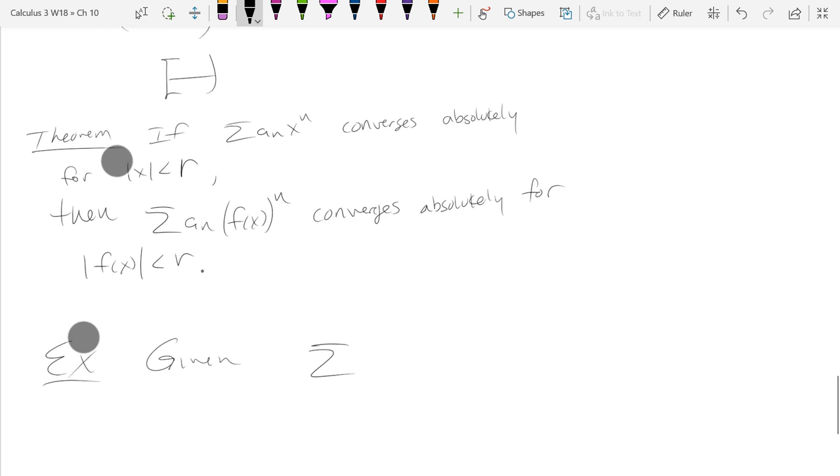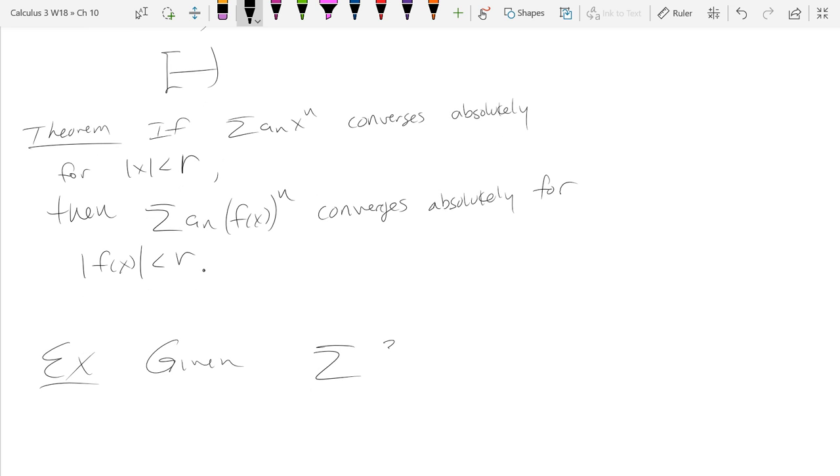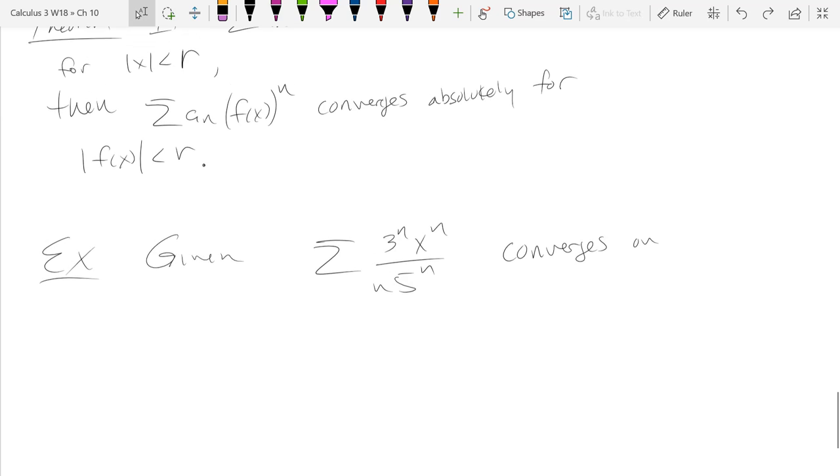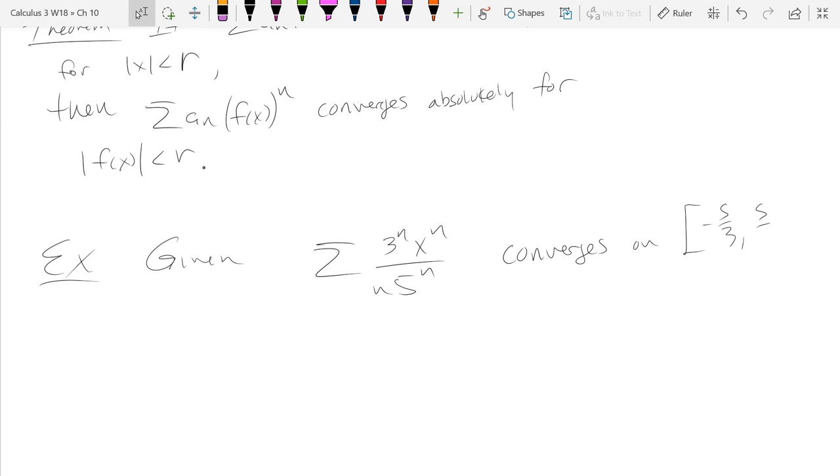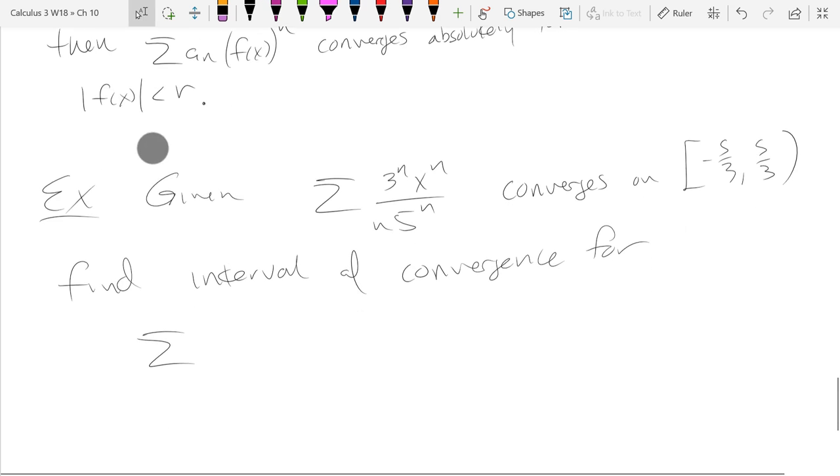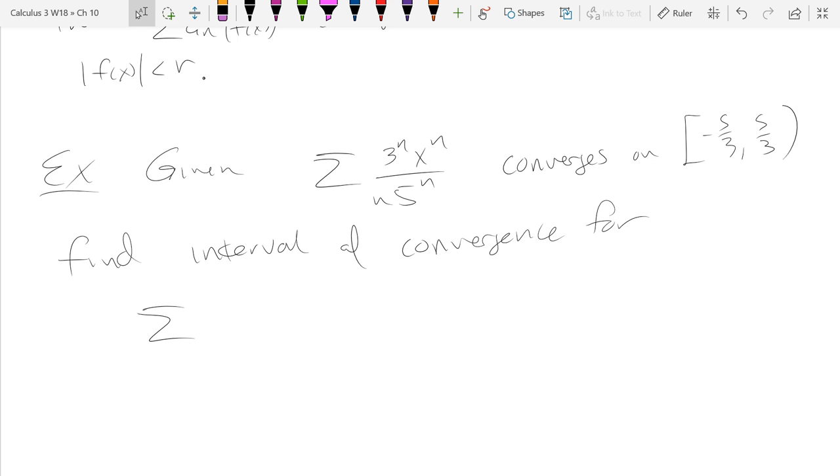So our example for this theorem: take that series centered at 0, and given that we know what that interval of convergence is, I want to find the interval of convergence of a slightly different series.